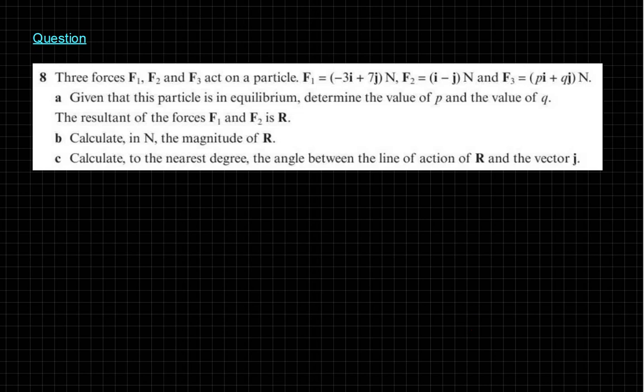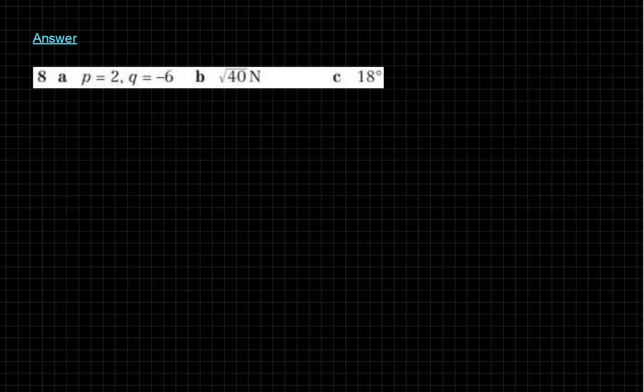Okay, and then now in this question, you're going to want to find the resultant force and then double check you're able to find the magnitude and the angle of the vector appropriately. Be careful that you're reading part C carefully, because you want to find the angle between the line of action of R and the vector J. Remember J is the vertical. So pause the video now, give this one a go. Okay, and there's your answer. P is 2, Q is -6. Root 40, that should be your magnitude, and the angle was 18.